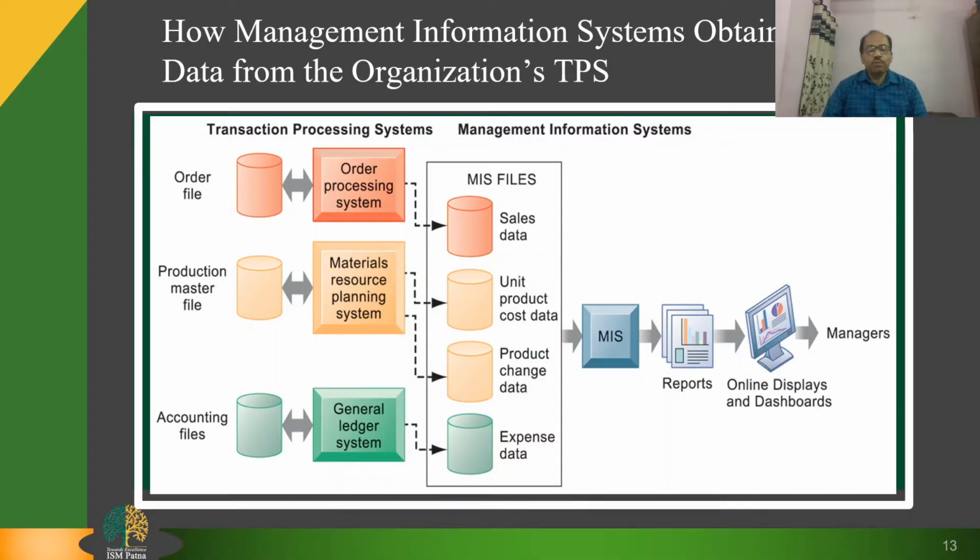Now, have a look at the relationship between the transaction processing system and the management reporting system. The management reporting system receives data from an organization's TPS and creates outputs that management can use to make strategic decisions.